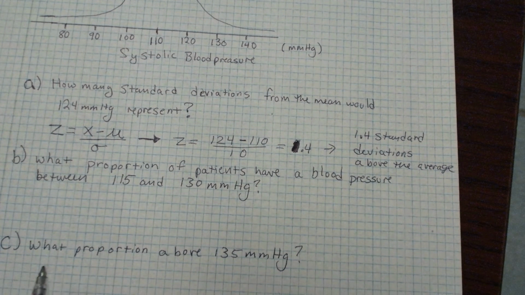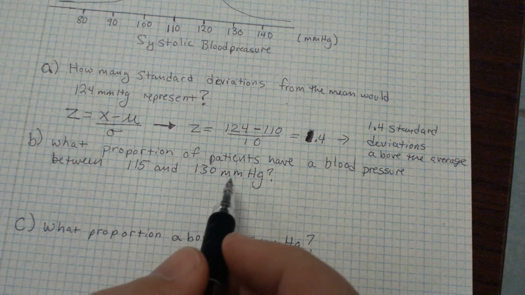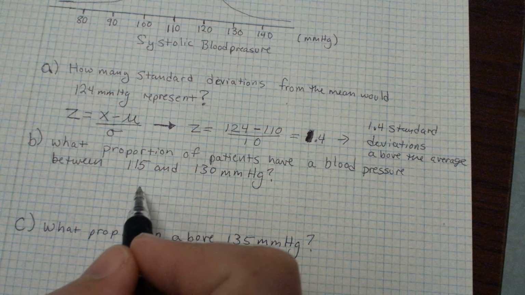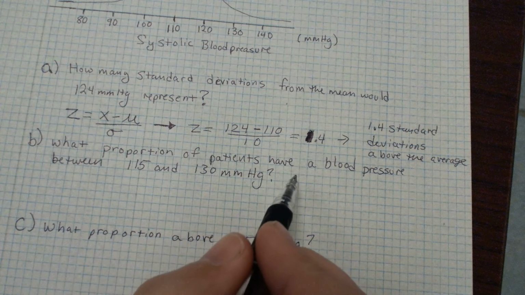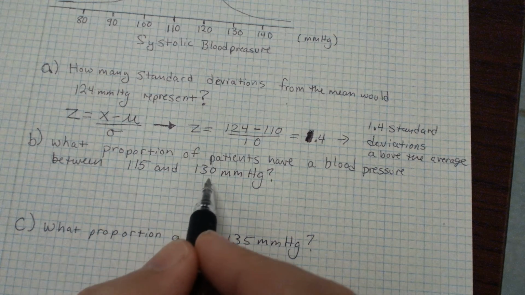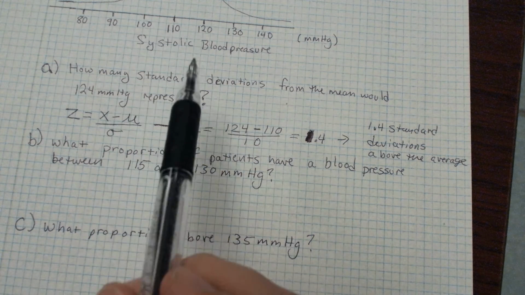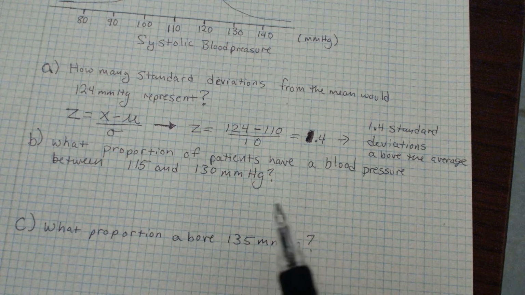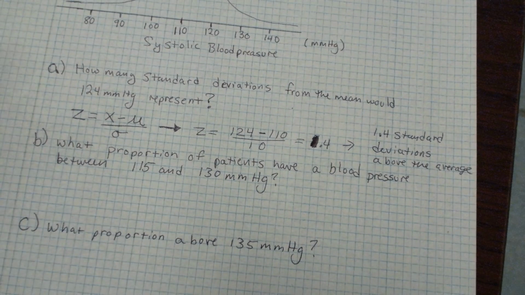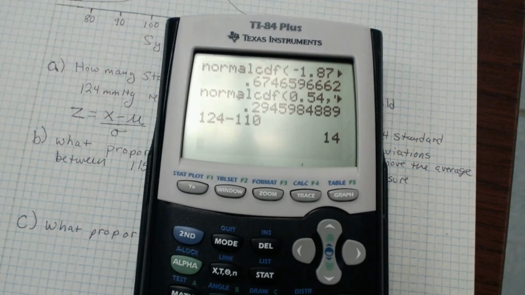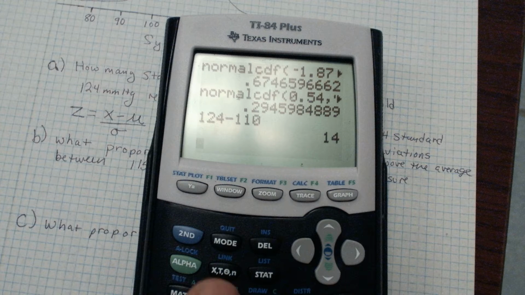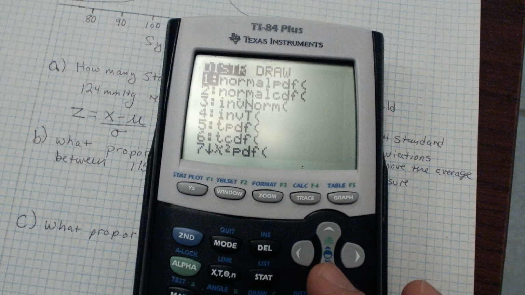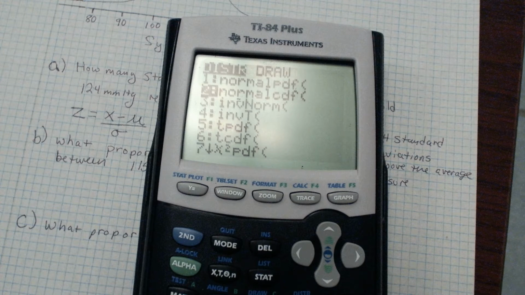Another typical question might be like this, and this could be a multiple choice question or an open-ended question, where you would want to show some work. Let's say, what proportion of the patients have a blood pressure between 115 and 130? Again, it's very important that they say this is normally distributed, otherwise you couldn't really come up with the answer. So this is where our calculator comes into play. On a multiple choice question, all you have to do is hit second VARS to get to your distributions. And again, we're using normcdf, so option 2.